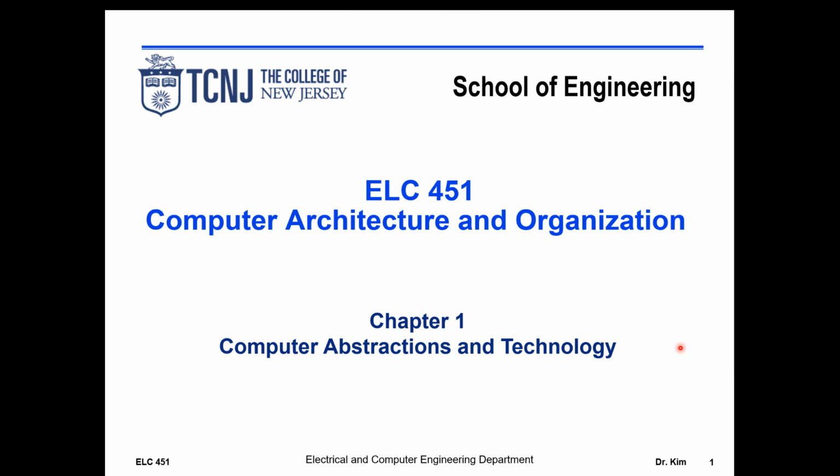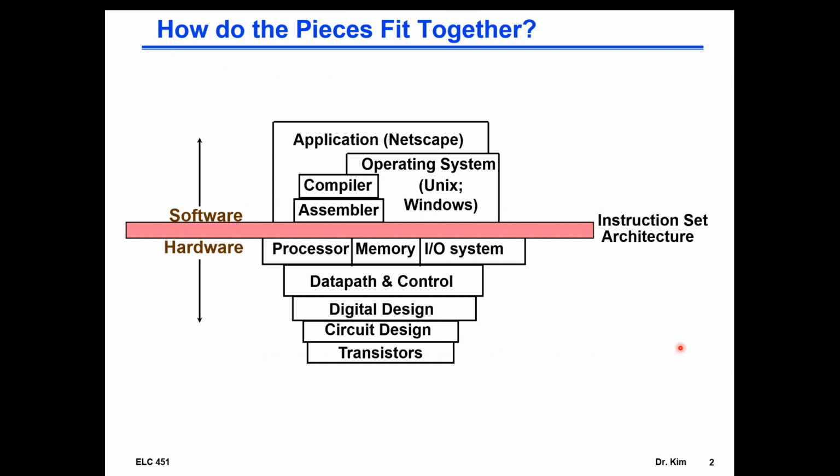All right, so we're going to start chapter one, and as I said in the syllabus, it is about computer abstractions and technology. So let's just jump right into it. What do we mean by abstraction? Why is it so necessary for a course like this in computer architecture?